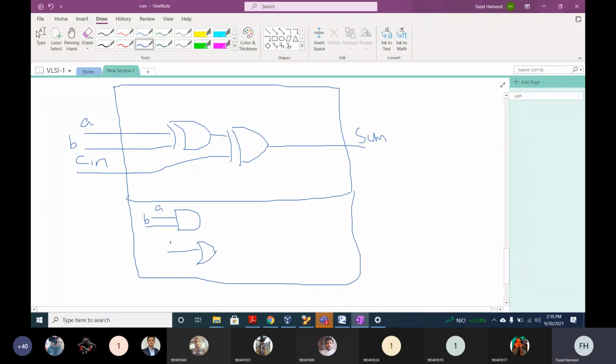You have an A or B. So this is the logic for 1 bit adder, and C in A or B and C in, and this is OR with A and B, and this is your C out. So actually this is the 1 bit adder.